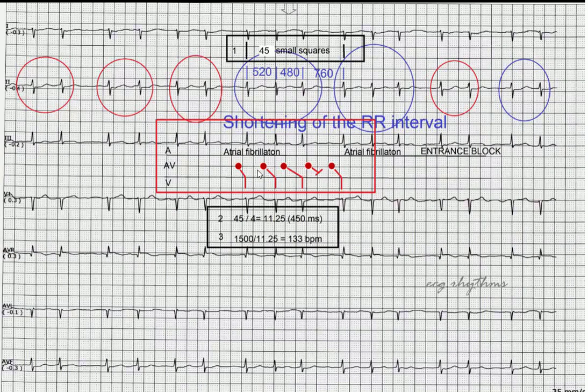So next time you see a fib that looks regularly irregular, think of a phenomenon like this: atrial fib with an entrance block and a junctional tachycardia with an exit block.